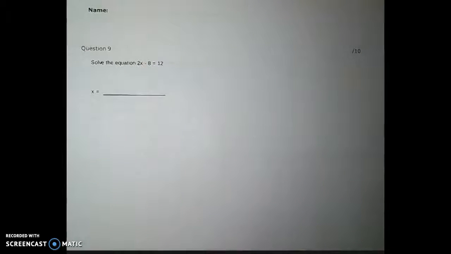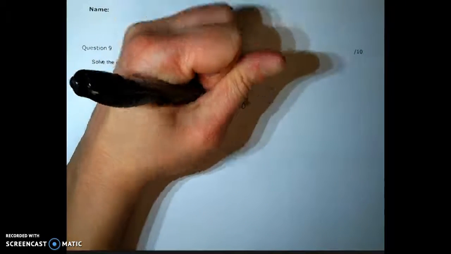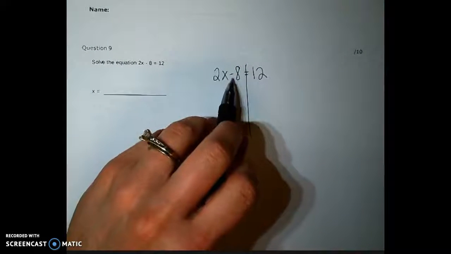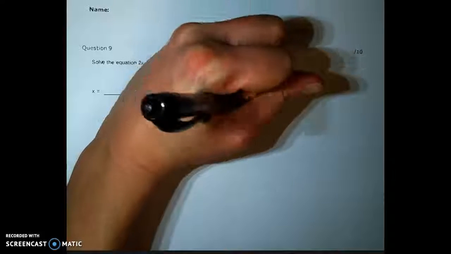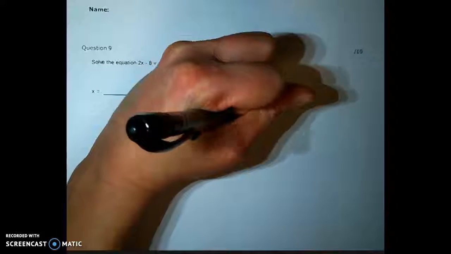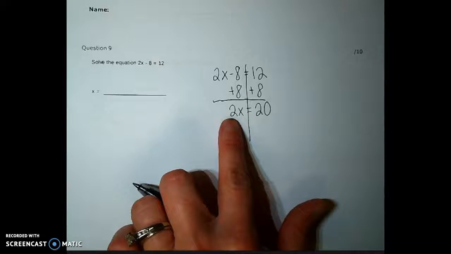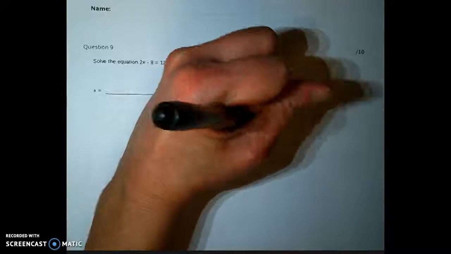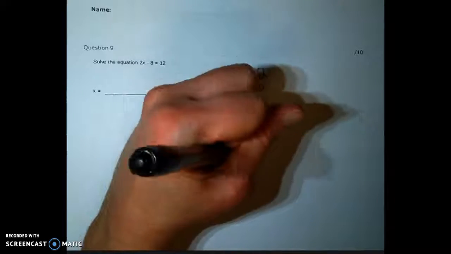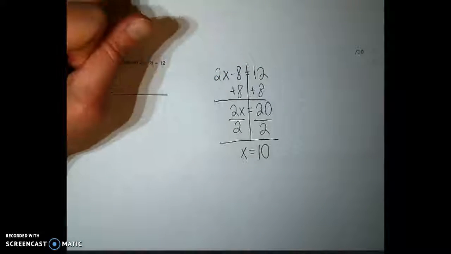The next problem, we're solving another two-step equation. So we have 2x minus 8 equals 12. I draw a line down my equal sign. To undo subtraction, which is what I start with, I add 8 to both sides, and that's going to give me 2x equals 20. Now I want to get x by itself, and I get x by itself by getting rid of this 2. Remember, this is 2 times x, so I get rid of it by dividing. 20 divided by 2 gives me 10, so I get x equals 10 as my answer.